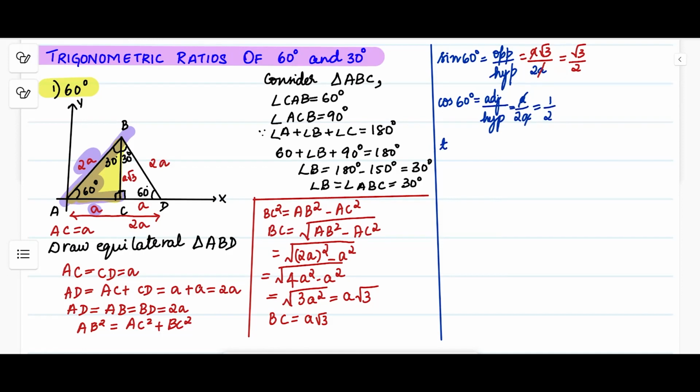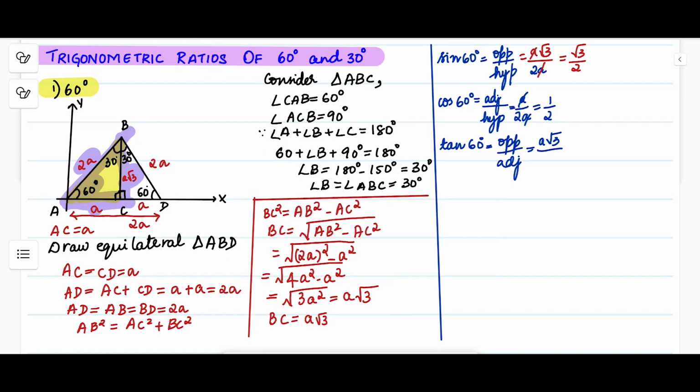Next is tan, that is tangent 60 degrees. Tangent 60 degrees is having the definition opposite divided by adjacent. Opposite side of the triangle is, as I said before, the perpendicular side of the triangle and it is having the value A root 3. So it is A root 3 divided by the adjacent side of the triangle, which is, as I said before, the side AC, which is adjacent to our angle 60 degrees, which is having the value A.